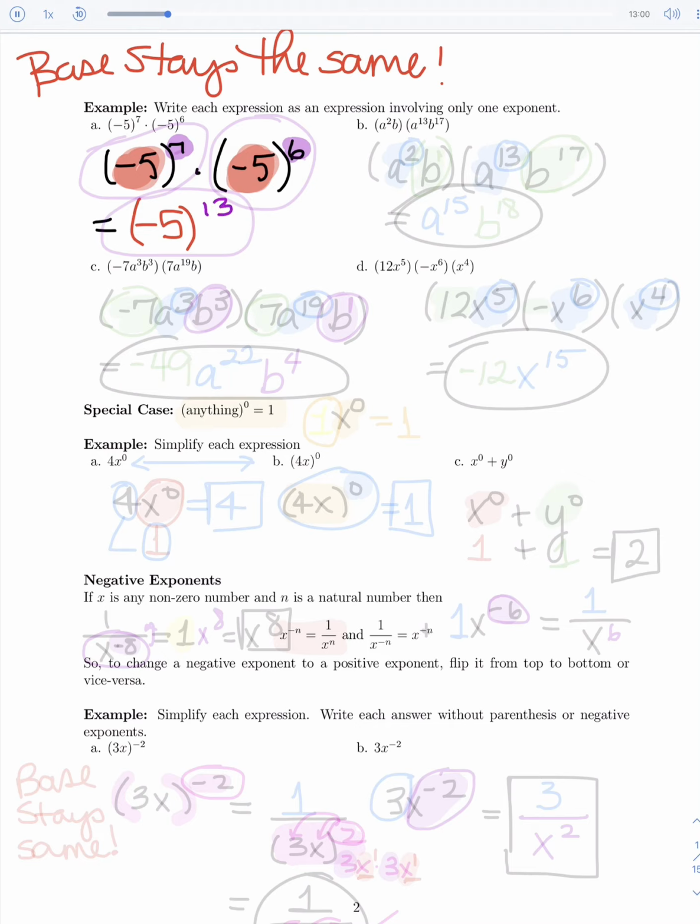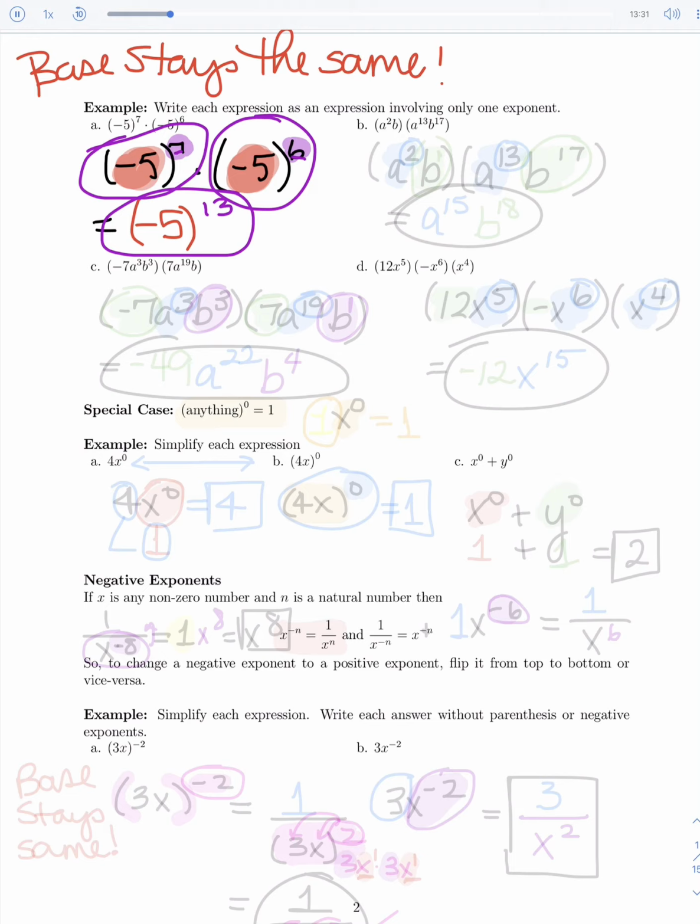Now, why does this work? Because this first exponent means that we've got 7 of these negative 5s. And the next one means we've got 6 more negative 5s. So if I've got 7 negative 5s and 6 negative 5s, that means I've got a total of 13 negative 5s. So that's why the base doesn't change. I'm counting up how many negative 5s I have. So the negative 5 part doesn't change. That's our base. It stays the same.